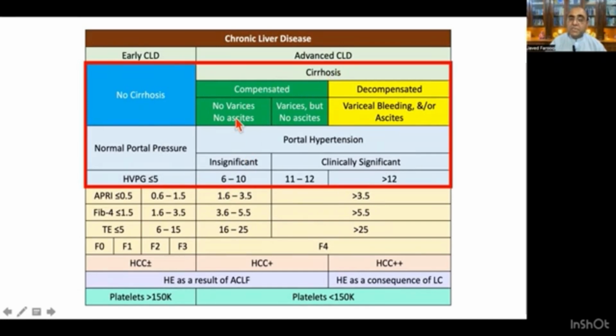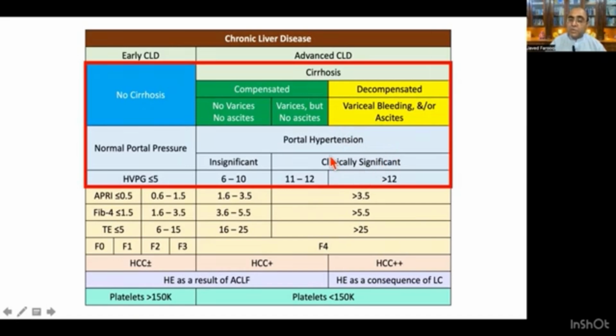In the first stage of compensated liver cirrhosis, this portal pressure is from 6 to 10. And in the second stage of the compensated cirrhosis, it increases to more than 10, but it is less than 13. So 11 to 12, this is the second stage of compensated cirrhosis. And this is the pressure when the varices appear. And when it rises above 12, then the varices rupture or the ascites develop.